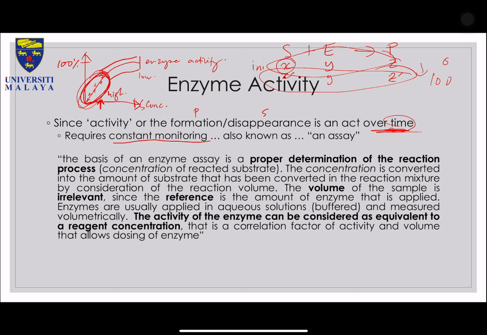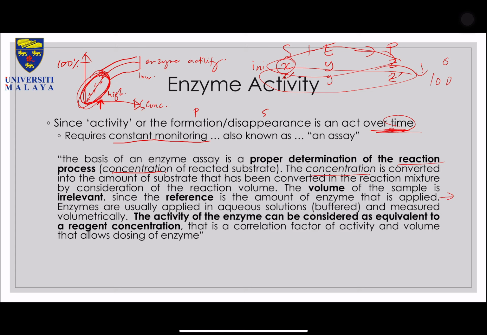So, the basis of an enzyme assay is a proper determination of reaction progress, again from the first lecture of topic 2, or a concentration of reacted substrate. The concentration is converted into the amount of substrate that has been converted in the reaction mixture by consideration of the reaction volume. The volume of the sample is irrelevant, since the reference is the amount of enzyme that is applied. What does that mean?